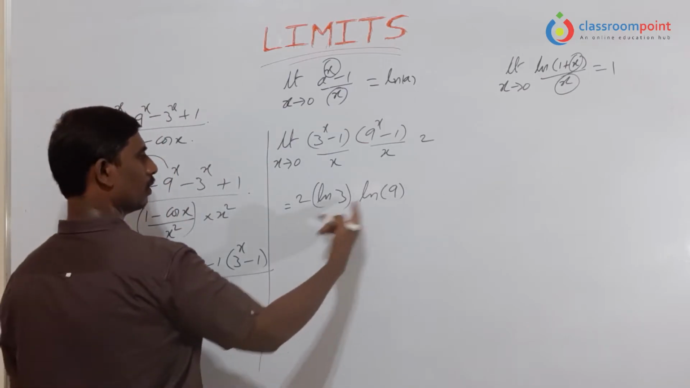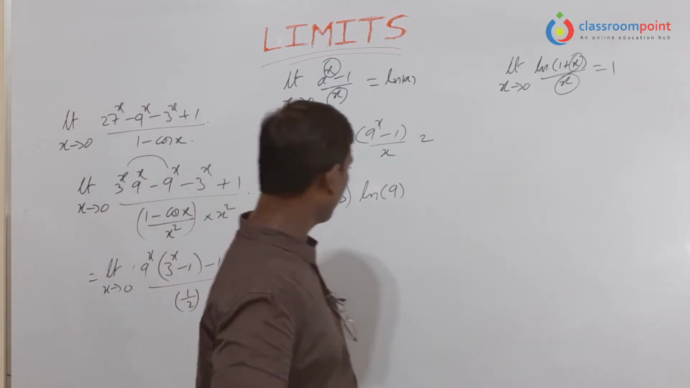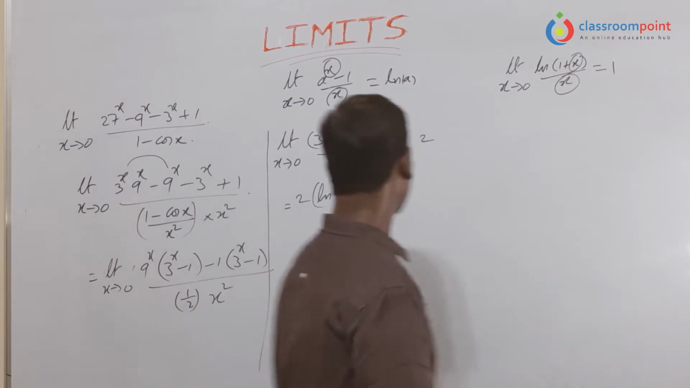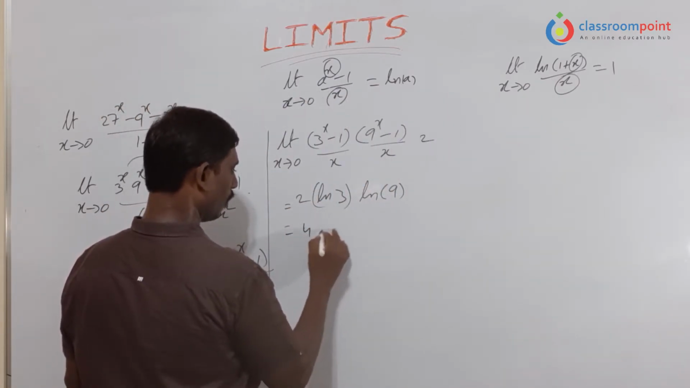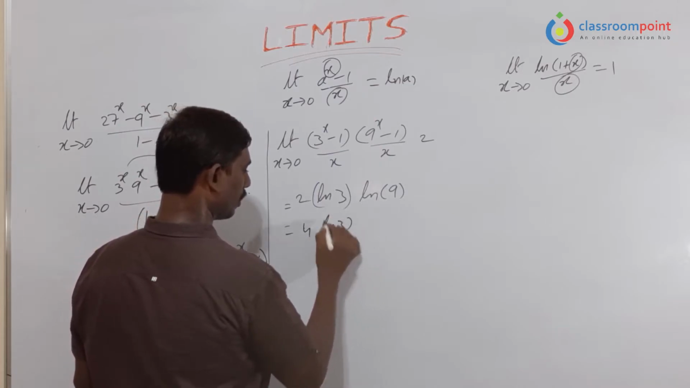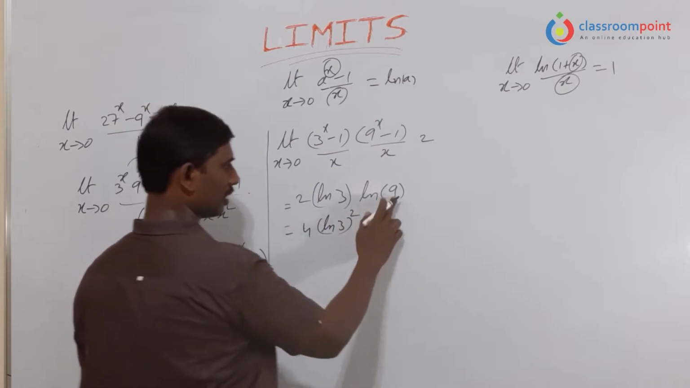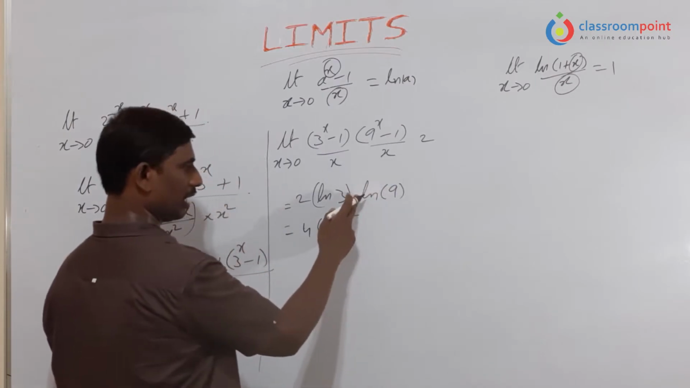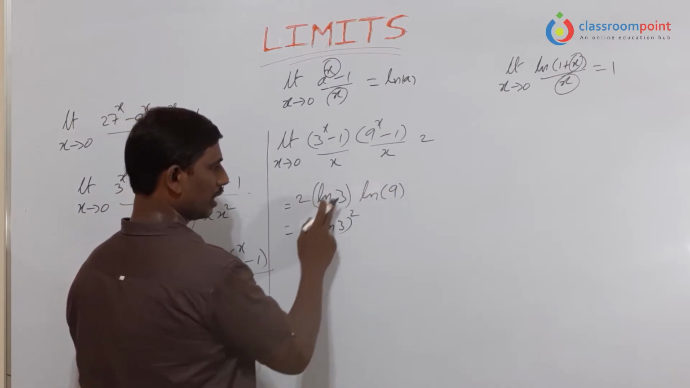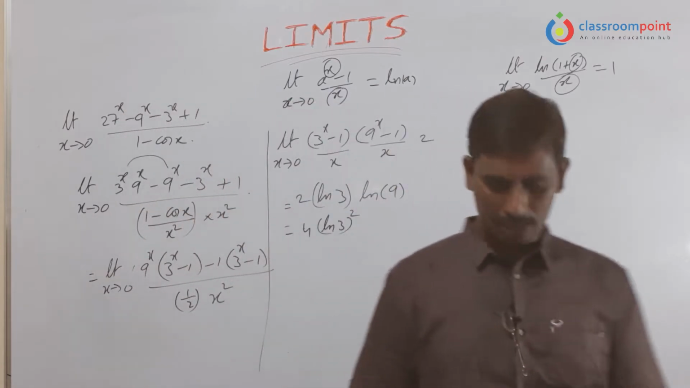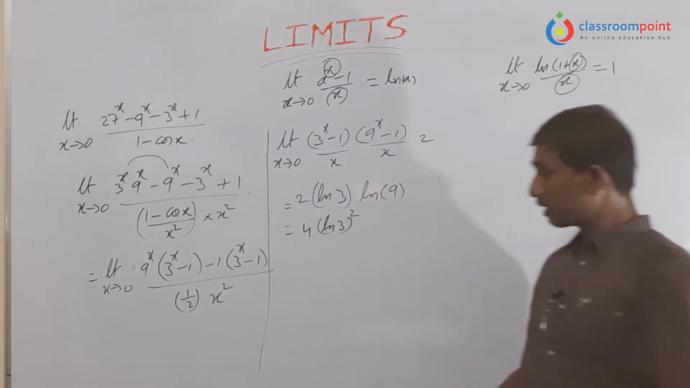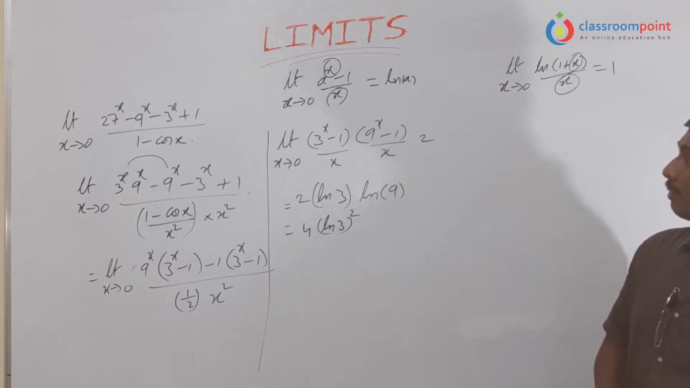So now finally ln of 3 into ln of 9 into 2, this is 4 ln of 3 whole square. Why? Because 9 is 3 square, and 3 square means 2 we get here. 2 2s are 4. ln 3 into ln 3, whole square. Right? So this is one of the best examples for limit x tends to 0, a power x minus 1 by x.